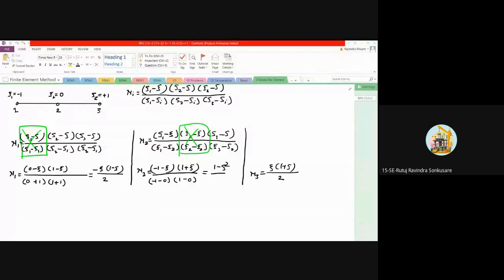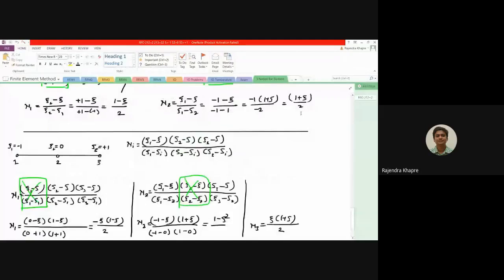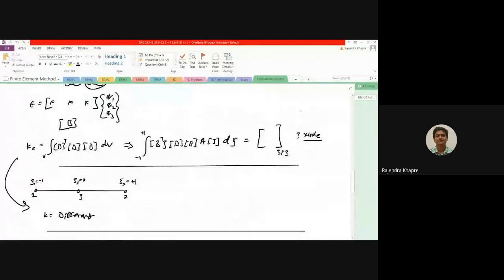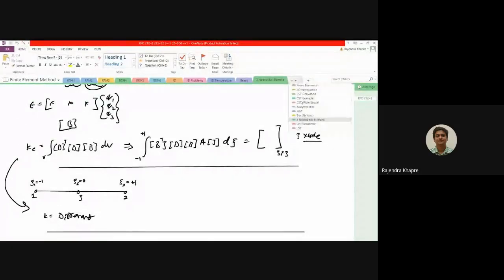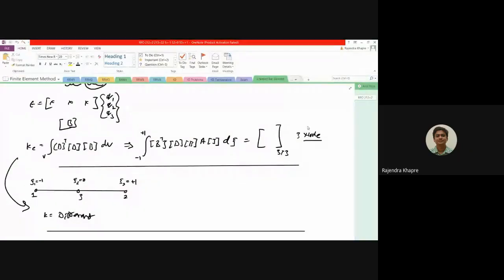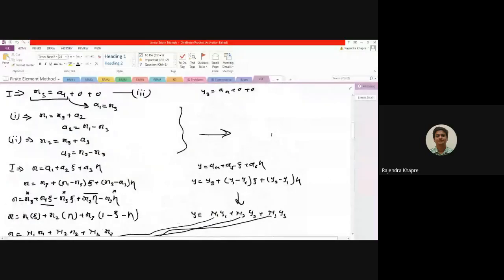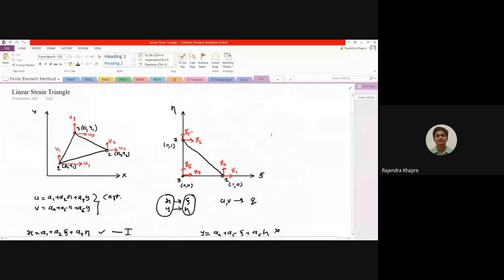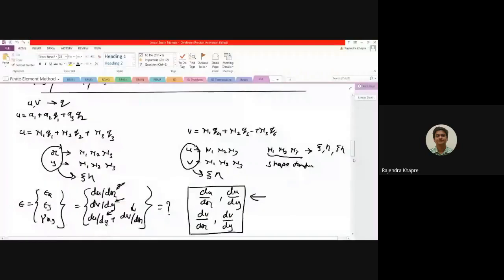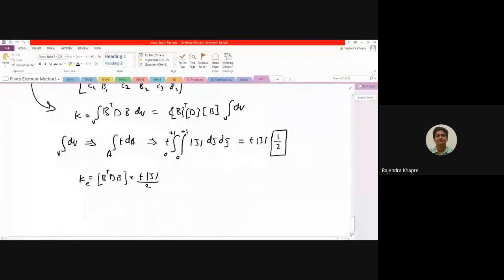Yes, sir. All right. In the previous class we have seen the concept of the linear strain triangle, the triangular element with the natural coordinate system, that is in terms of xi and eta. Since time is not there, I am not going to cover a numerical on this. We have to cover an important topic today, that is the rectangular element.